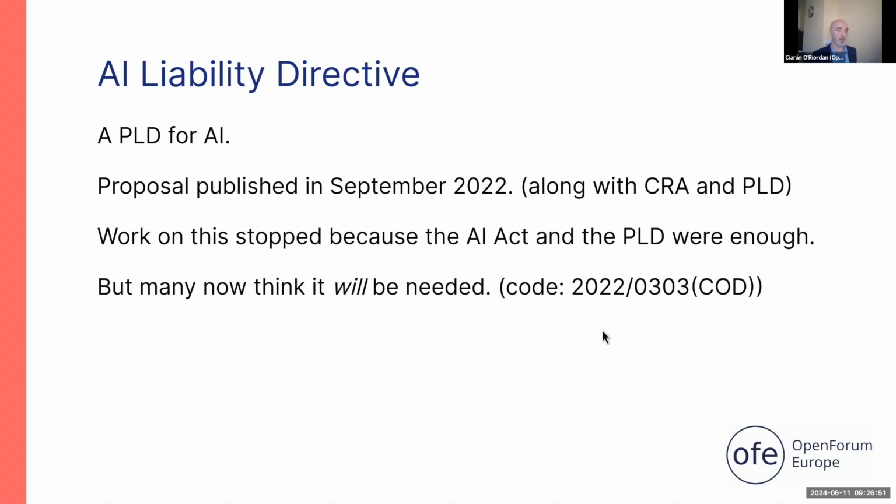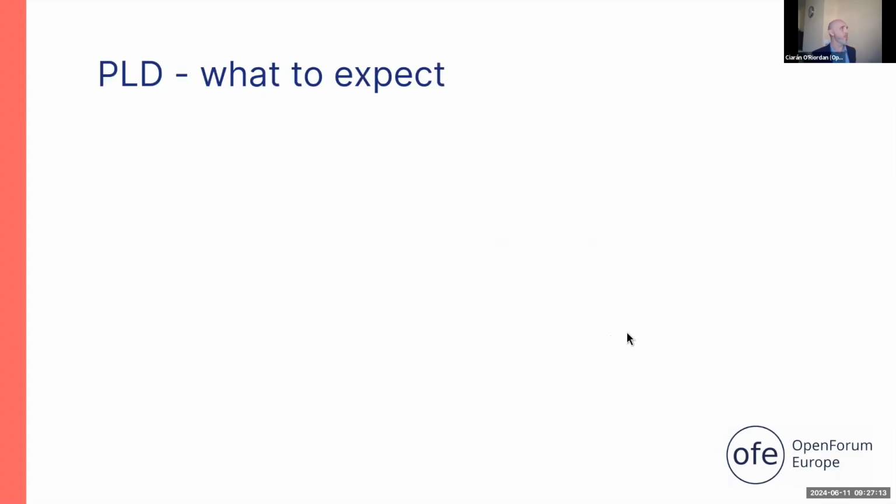However, there is now a lot of talk that the AI Liability Directive will still be needed. It's expected that there will be serious discussions about working on this after the summer when the new Parliament takes their seats. So this is something that we should be getting ready for. So then if we look at the text of the Product Liability Directive, the problem still is that it's difficult to say what the effect will be for our business communities and our software development communities.